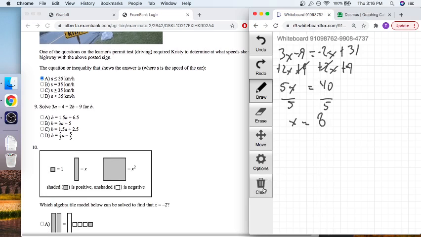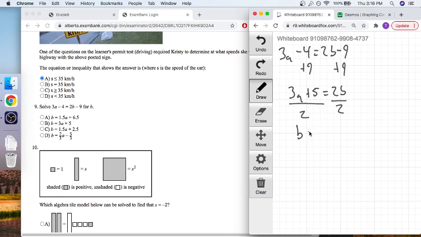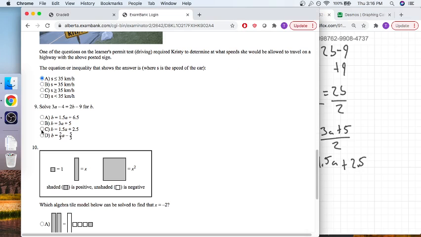Okay, so we got another one here. Solve 3a minus 4 equals 2b minus 9 for b. So basically what that means is we're going to isolate b. So we're going to add 9, add 9. So this is going to be 3a plus 5 equals 2b. Then we're going to divide by 2 to isolate our b. So we'll switch the sides. b equals 3a plus 5 divided by 2. And it looks like they put this into decimal places. So b equals 1.5a plus 2.5. Okay, so that's going to be C.